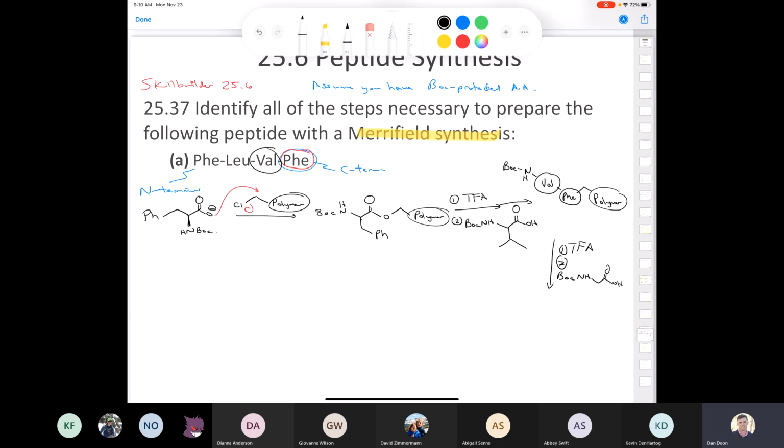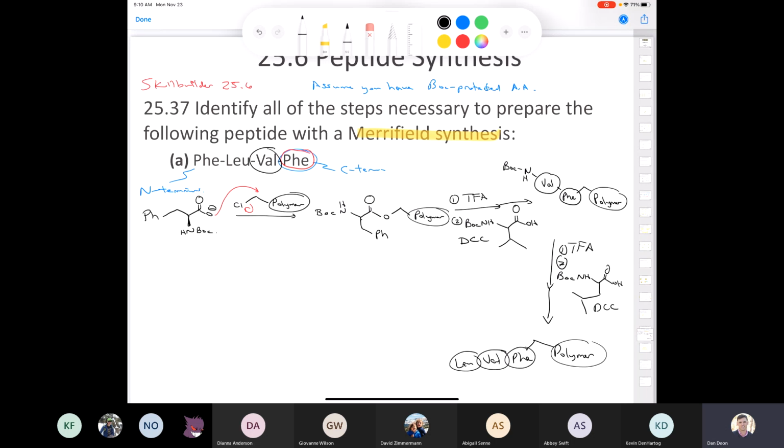I'm drawing out the structure of all these amino acids. You don't have to do that in a Merrifield synthesis. Did I forget my coupling reagent? DCC. I think I did in the last step. So you have to have a coupling reagent, dicyclohexylcarbodiimide. Now we've got the polymer, CH2. We've got phenylalanine, valine, and we've got leucine. So phenylalanine, valine, and leucine.